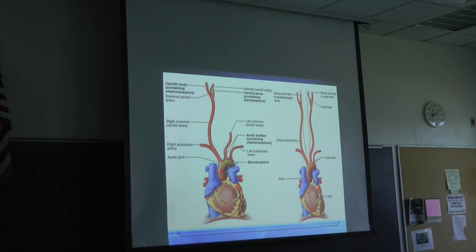And here's a picture of the aortic bodies and the carotid bodies, these peripheral chemoreceptors. So you see them located right at the bifurcation of the common carotid artery. And again, here's the aorta, and sitting right in the aorta are the aortic valves. Why are they called peripheral chemoreceptors? Very good, outside the central nervous system.